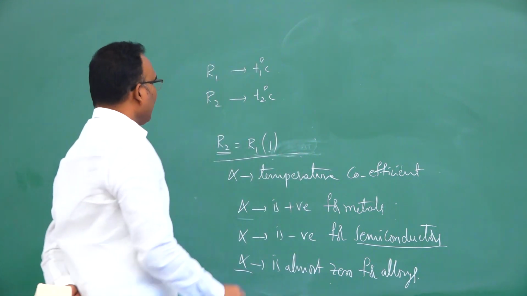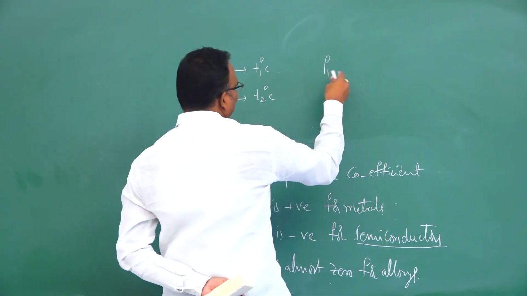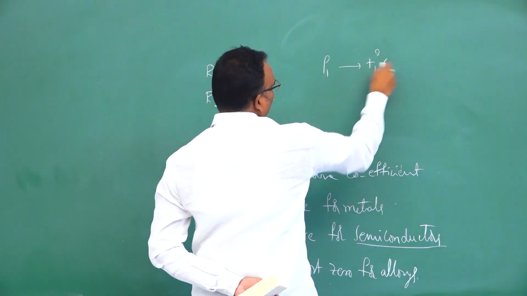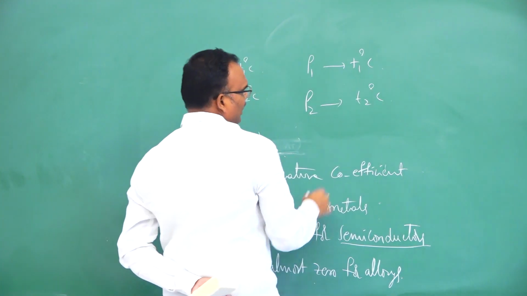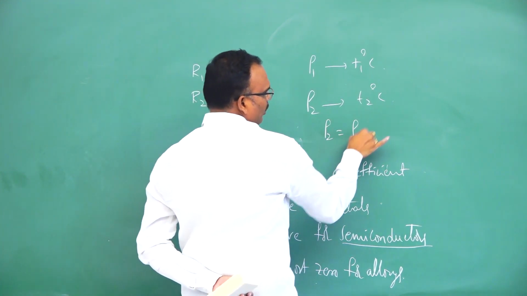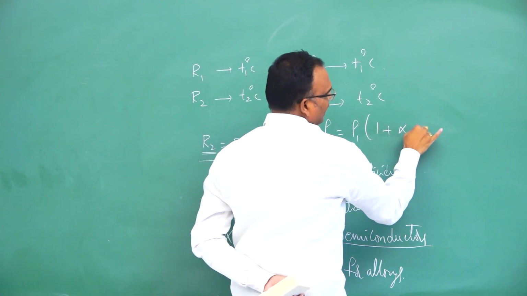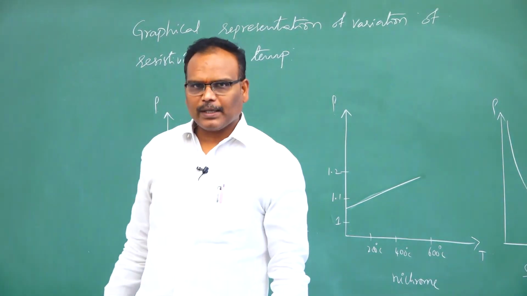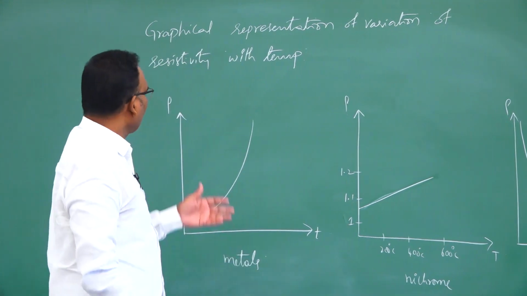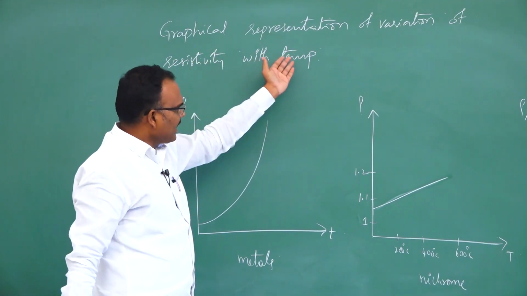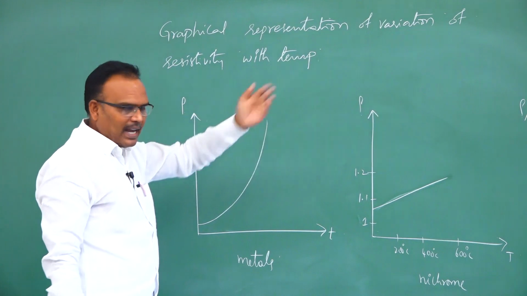Okay, similarly, rho 1 is the resistivity at temperature T1 degrees centigrade, and rho 2 is the resistivity at temperature T2 degrees centigrade. Then rho 2 is equal to rho 1 into 1 plus alpha delta T. Now the graphical representation of variation of resistivity with temperature. See, resistivity and resistance will vary in a similar manner.